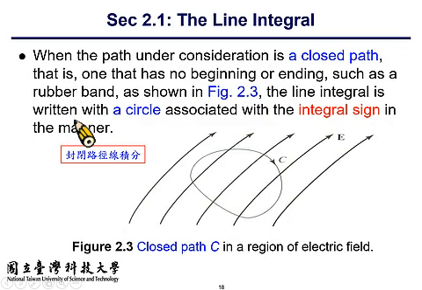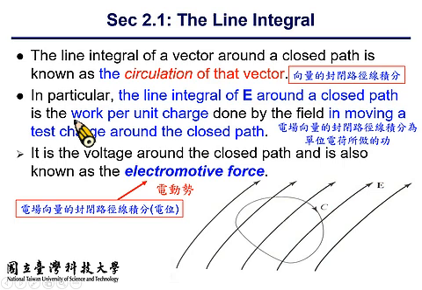Next we will introduce the idea of the so-called closed-loop integral. A closed-loop integral is a line integral along a closed loop. There are no endpoints, no beginning, no ending on this integral path, so you need to carry out the integral on a closed loop. It's referred to as 封闭路径线积分. In its mathematical form, it's usually written with a circle on the integral sign, like this.